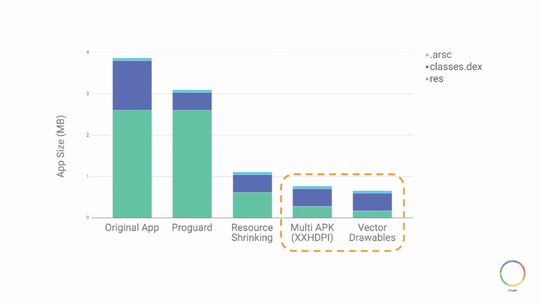Okay, so let's apply this to our Topeka app once more. We see that we can reduce our APK size down again. This time, almost to half a megabyte, down from a total of 4 megabytes before.